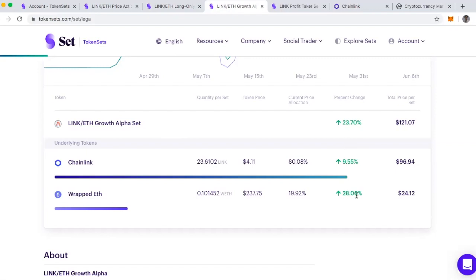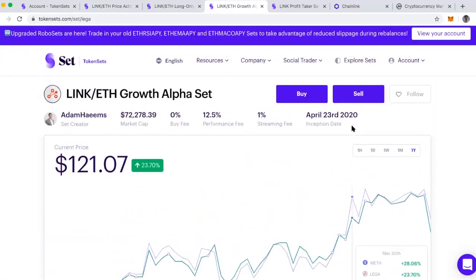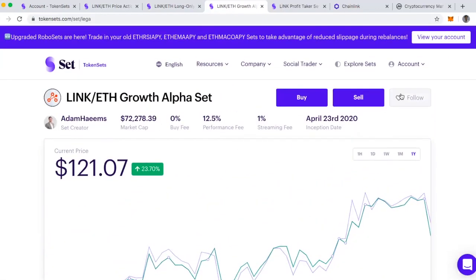For someone who is holding Ether, there's less of an advantage there. And in fact, you would have been better off holding Ether versus this set. So yeah, anyways, this is interesting. Definitely, like I said, worth following.